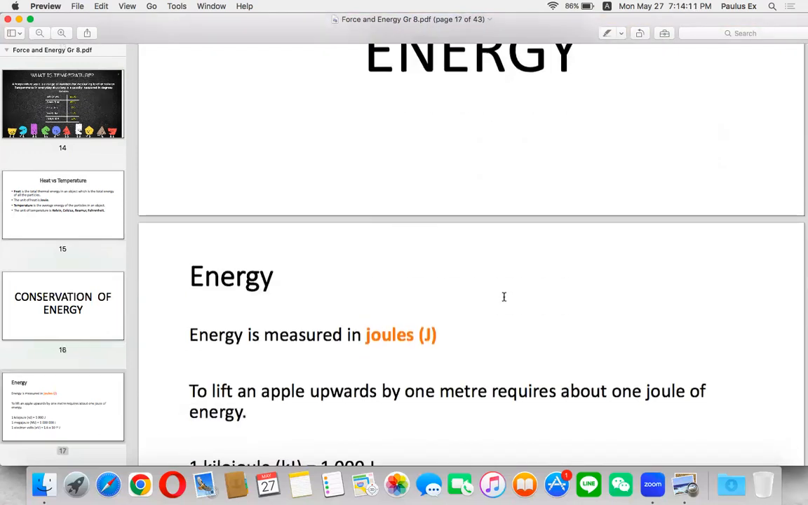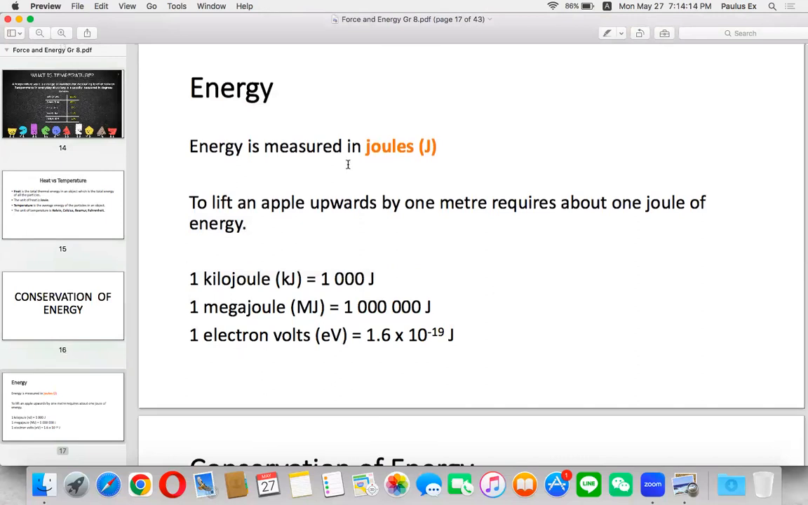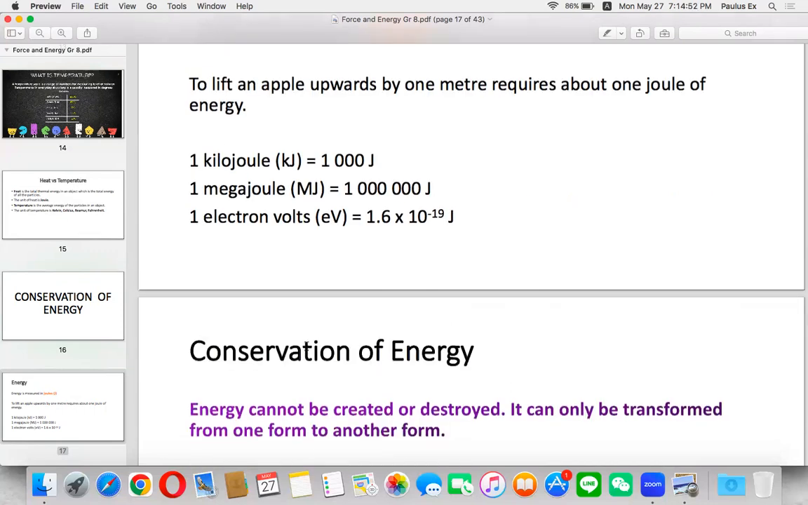Okay, and then conservation of energy. The international unit is joules. When we find kilojoule, we times 1,000, as in the usual ladder: kilo, hecto, deca, and then joule. After joule is deci, centi, milli. And then megajoule is 1 million. Electron volt is 1.6 times 10 to the power of minus 19.